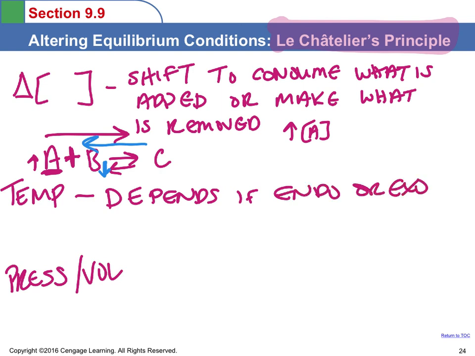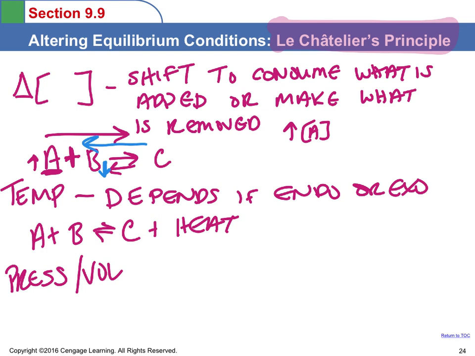Like we talked about in an earlier video, we can think of heat as either a reactant or a product. And then we think about increasing or decreasing temperature the same as we do concentration. So if I have A plus B makes C and heat, this would be an exothermic reaction because heat is a product, it's being given off.